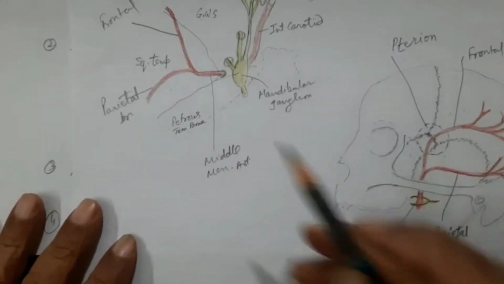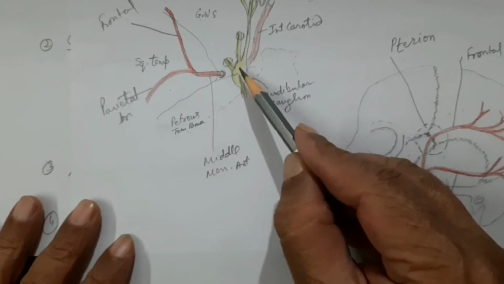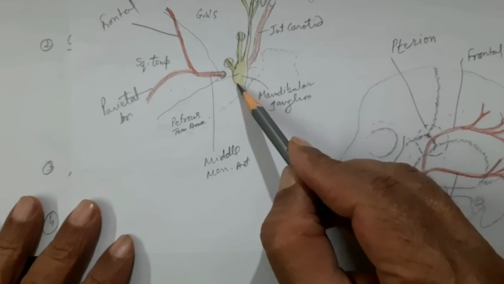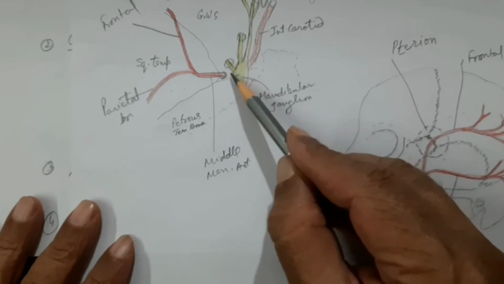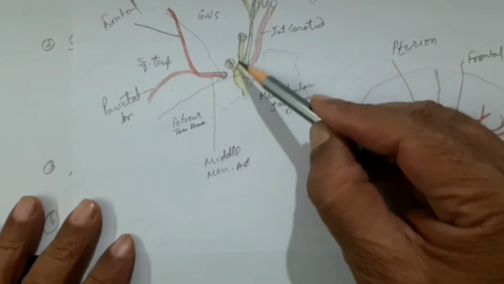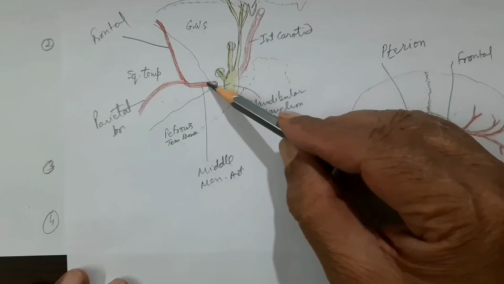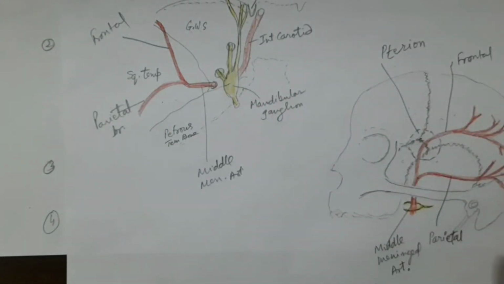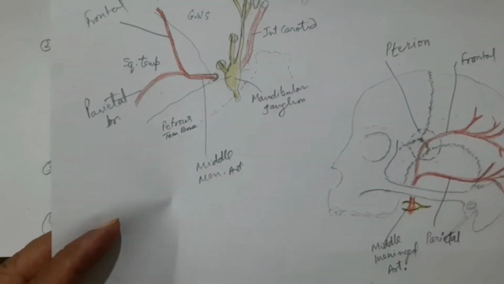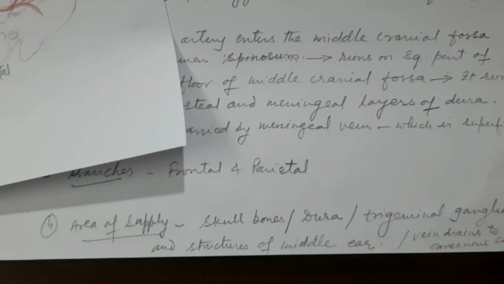It will also send minute branches to the trigeminal ganglion. The trigeminal ganglion, which is on the anterior surface of the petrous temporal bone near its apex, part of which is within the cavernous sinus, is supplied by branches from the trunk of the middle meningeal artery. It will be supplying the trigeminal ganglion.